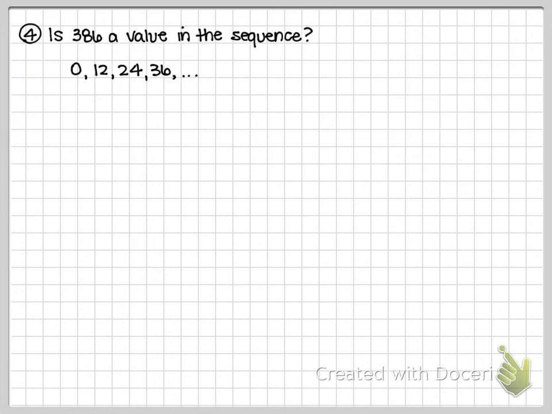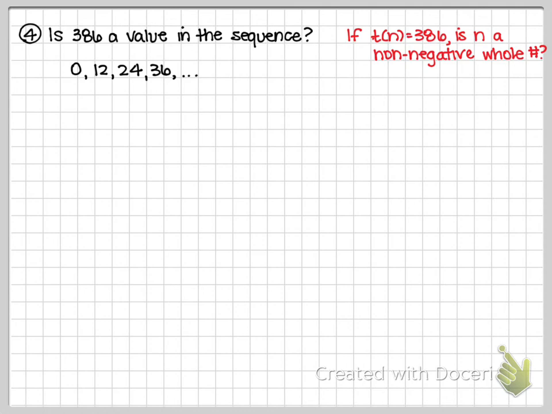Which leads us into this one. So we want to know, is 386 a value in the sequence? So I think what I'm trying to ask you is, if t of n is equal to 386, is n a non-negative whole number? It doesn't even have to be positive. So no fractions, no decimals. Well, we won't know until we try it, so let's check.